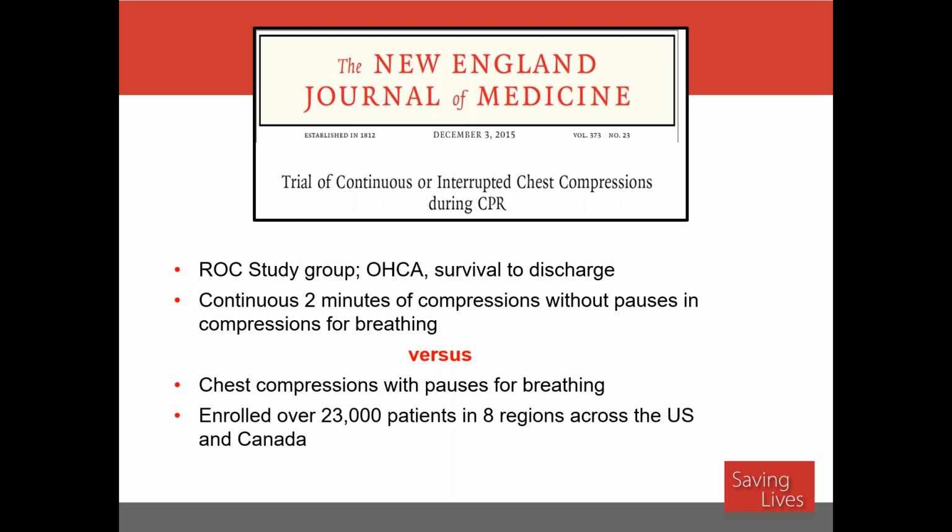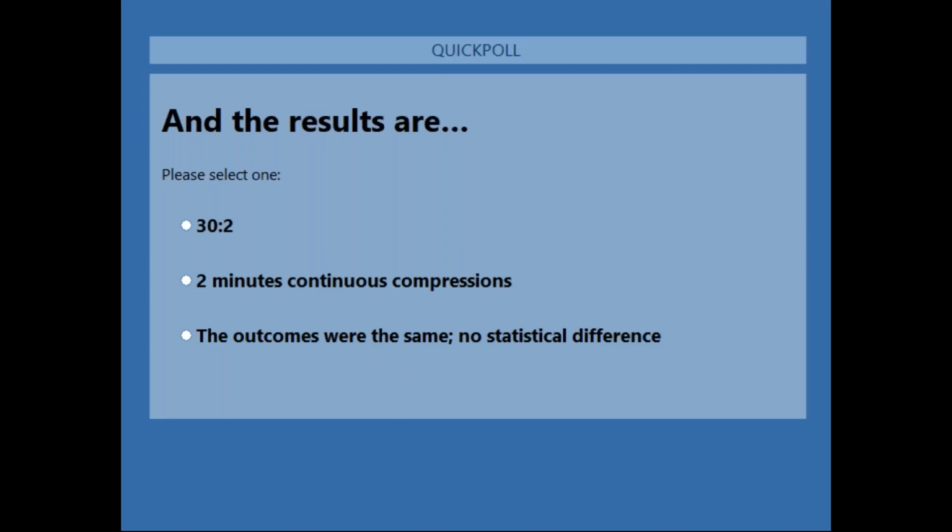So Tracy, we're going to launch a poll. What I want to know from you guys, again, here's the scenario. These patients don't have advanced airways, and they compared either going 30-2 to 2 minutes continuous. I want to know what you think the study showed. Was 30-2 better? Was 2 minutes continuous compressions better with asynchronous ventilations? Or were the outcomes the same, with no statistical difference?